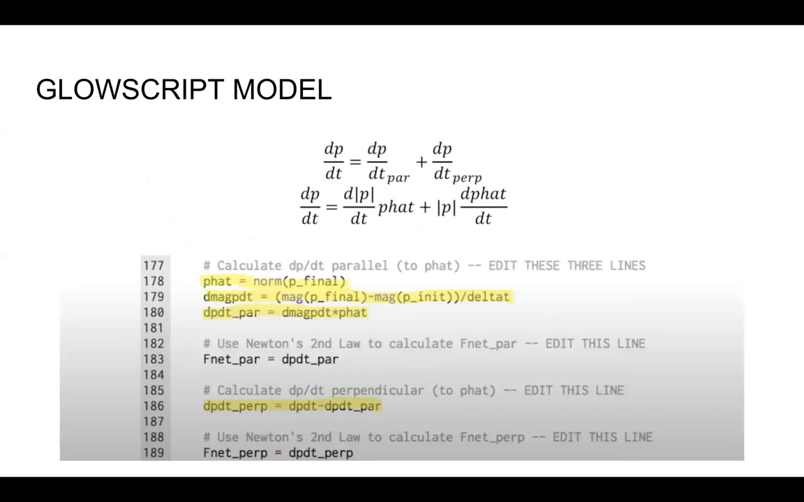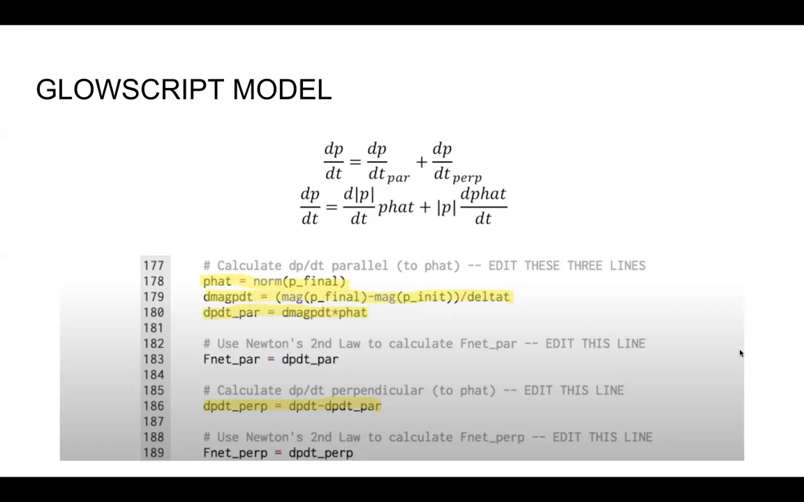A p hat was set equal to the norm of the final momentum, and the change in magnitude of momentum per unit time is written out to be the magnitude of final momentum minus magnitude of initial momentum divided by delta t. Multiply these two values together, and the parallel component of dp/dt can be calculated. To calculate the perpendicular component of dp/dt, the formula of parallel plus perpendicular equals total dp/dt can be rearranged to be solved for just the perpendicular component.